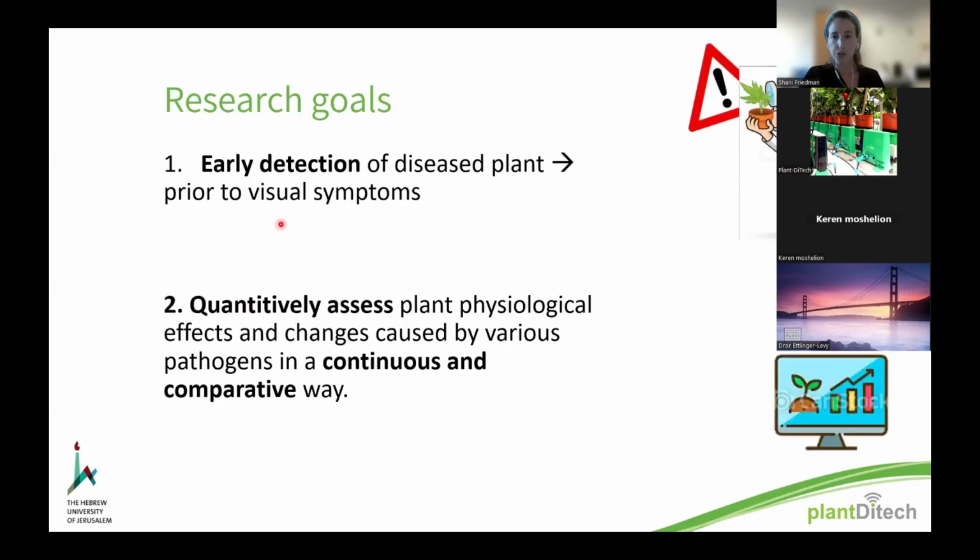Our goals are to use the continuous physiological measurements to detect diseases in plants early, even before visual symptoms appear. Additionally, we aim to use the system to quantitatively assess the severity of the disease.